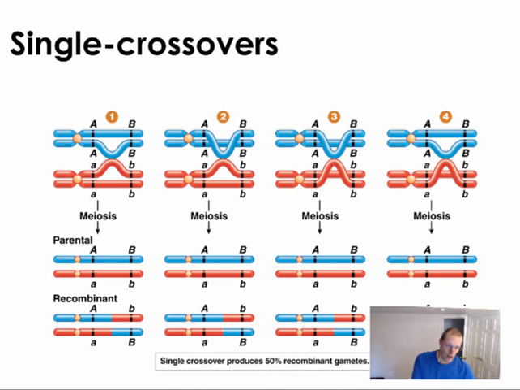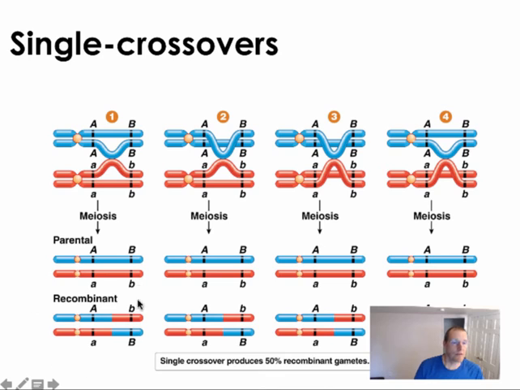Okay, so when we look at these crossovers, when we have a single crossover, remember you're going to get 2 recombinant and 2 parental gametes that are formed. So that's 50% and 50%. Now, bear in mind, there are different ways that you can do recombination between the 4 strands. So these are the 4 ways that are going on here. There's nothing fancy here. All we're doing is picking different sisters to do recombination from.